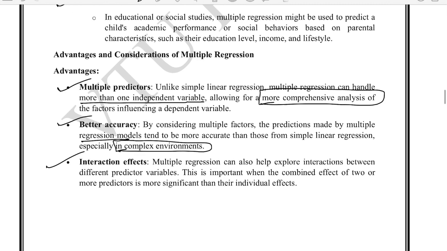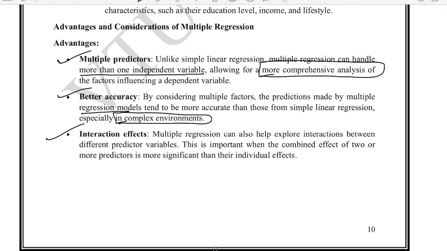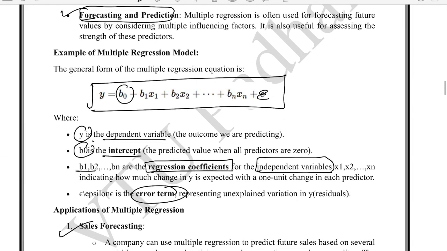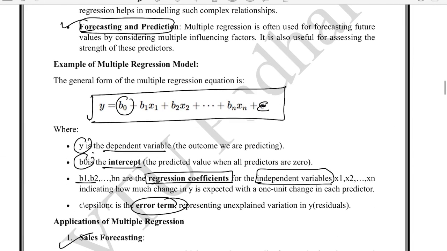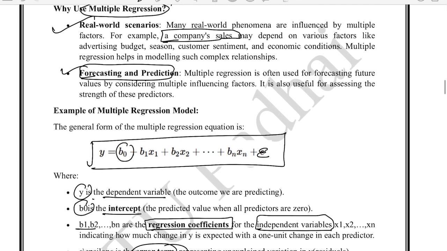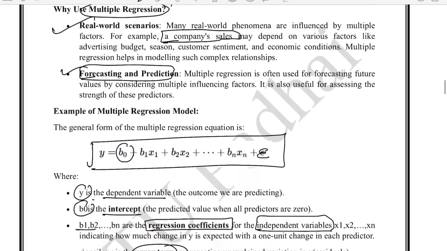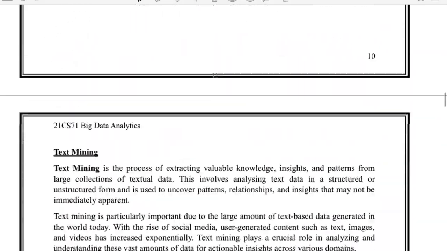Next we have the interaction effects. What happens is you can interact with the different predictor variables, because we have seen the formula here, y equal to b naught plus b1 x1 plus b2 x2 plus bn xn. We had many independent variables, we had one criterion variable and all. So that's all about this.